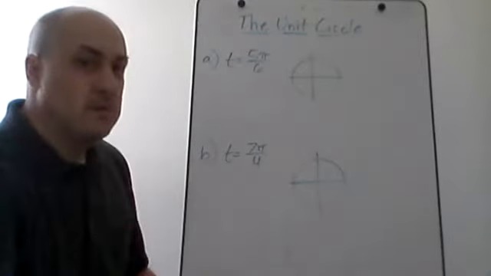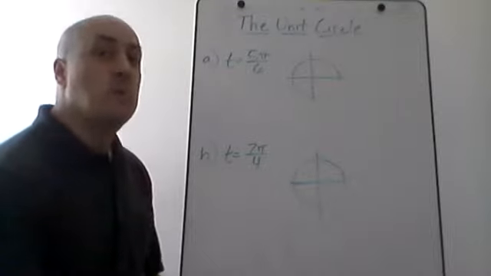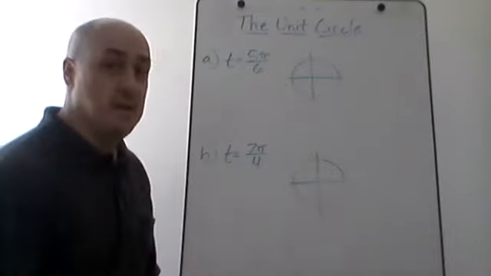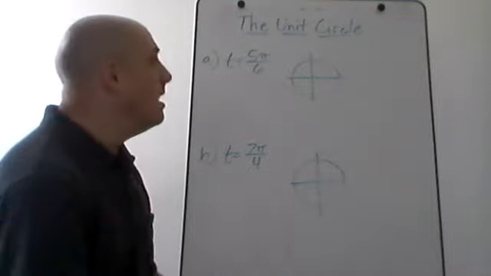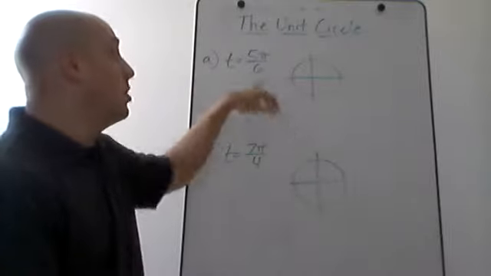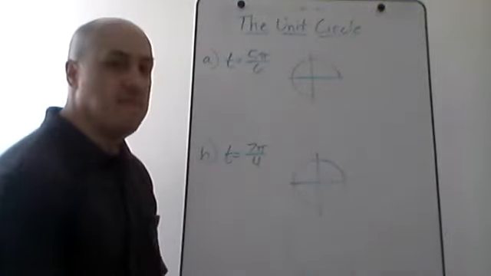Alright, so for the first couple of examples we're going to look at t equals 5 pi over 6 and t equals 7 pi over 4. If you watched the other video on reference numbers, these are the two examples I did there of just finding the reference number. Now we're going to go the rest of the way and talk about how to actually get the terminal points for these two t values. So for the first one, t equals 5 pi over 6.